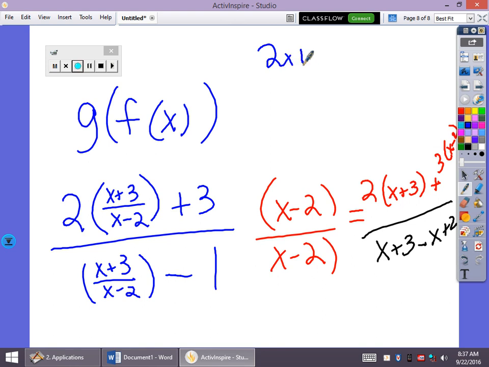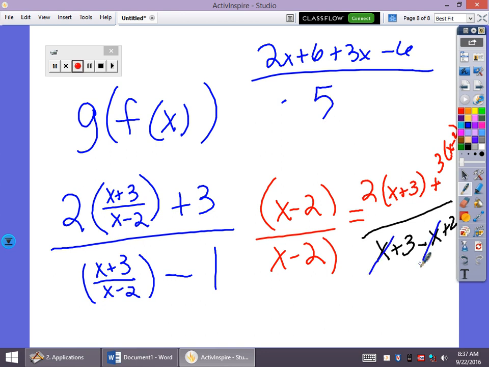2x plus 6 plus 3x minus 6 over 5, because these x's cancel. The 6's cancel. 5x over 5 is x. Because they're both x, they are inverses. Time out.